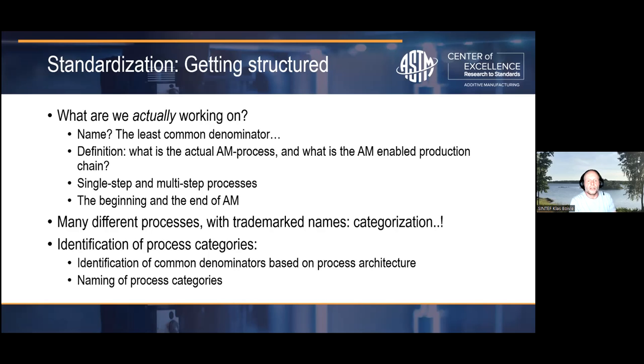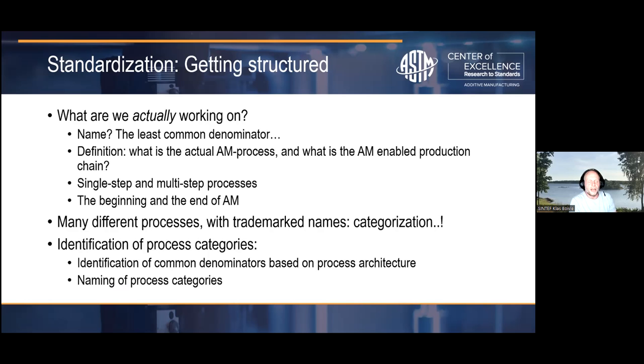To get this working, you need to have a structure. Fundamental structure, and most important to start with, was the name, figure out the name. That was ASTM start workout, and then how to define what is the AM process, when does it start, when does it end, in difference from, for example, rapid prototyping processes, and what is the AM enabled production chain. So how do you separate?